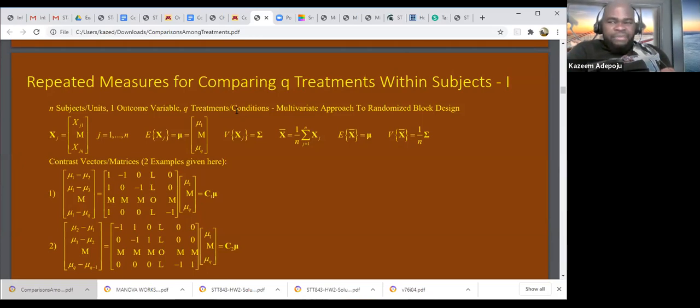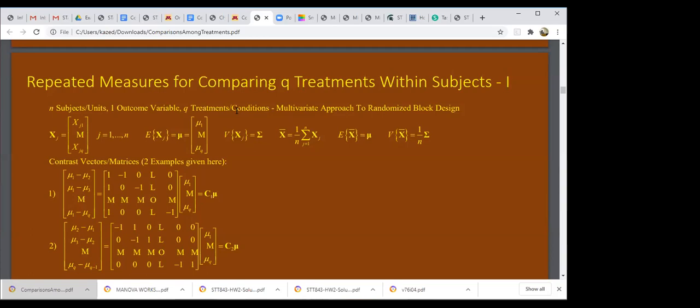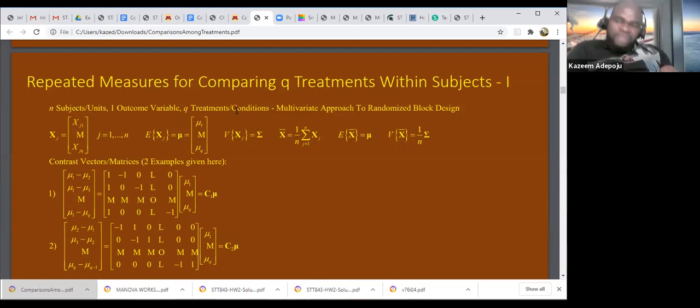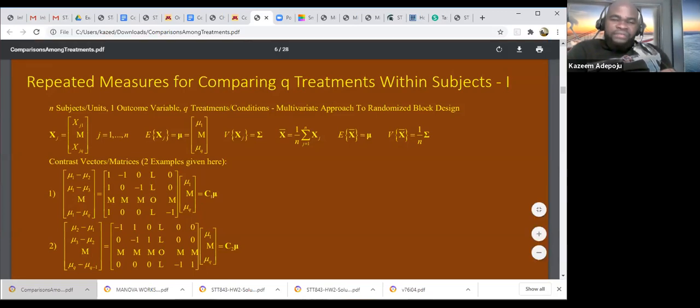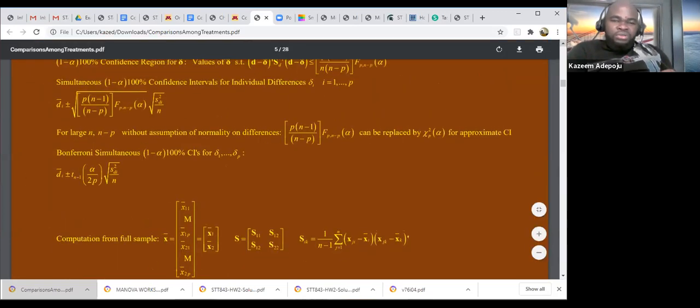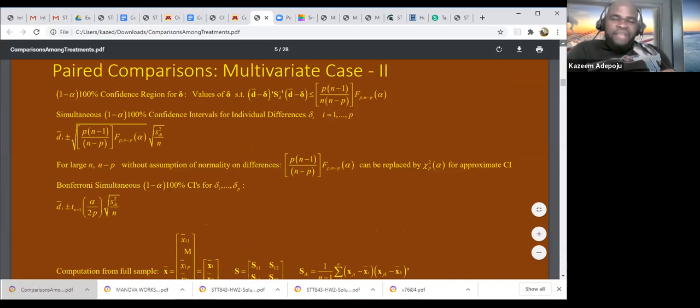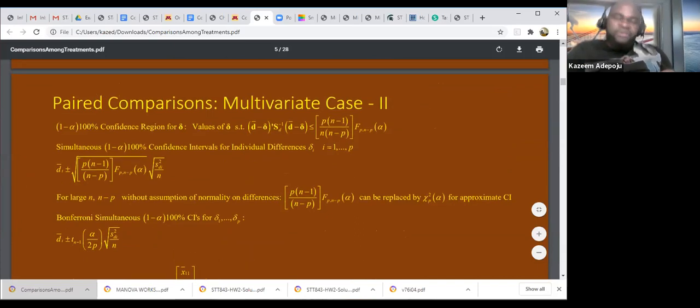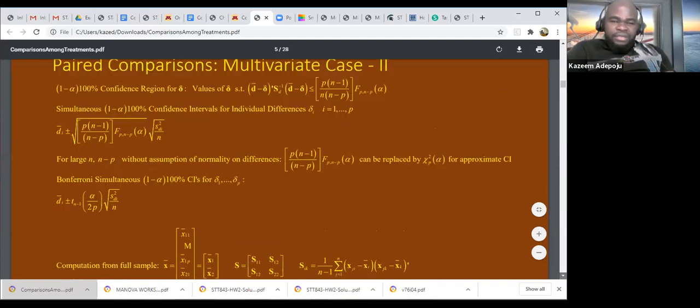Can you guys hear me? Yes. Okay, so I actually want to know if there is anyone who needs more clarification on what I just explained concerning paired comparison in the multivariate case. Okay, silence actually implies that you guys are good.